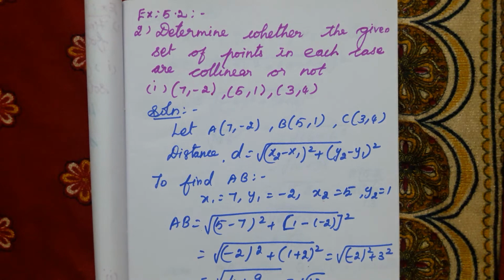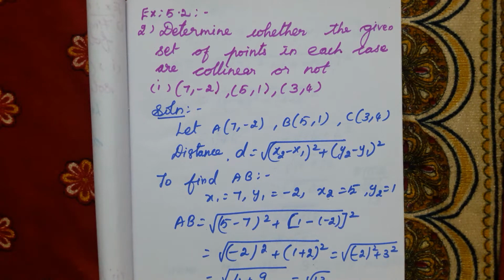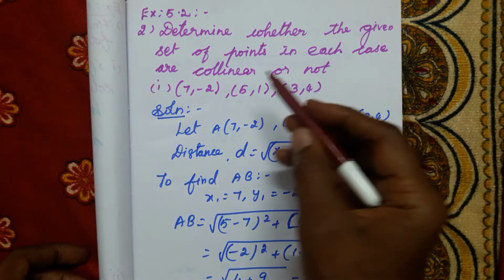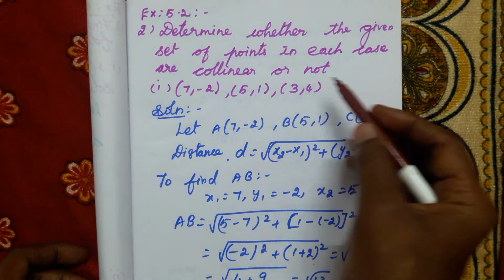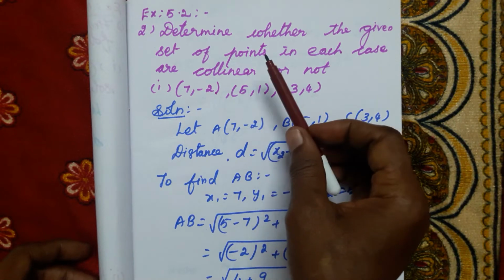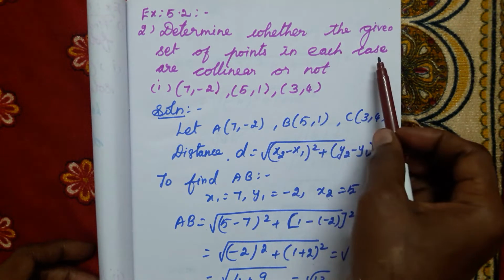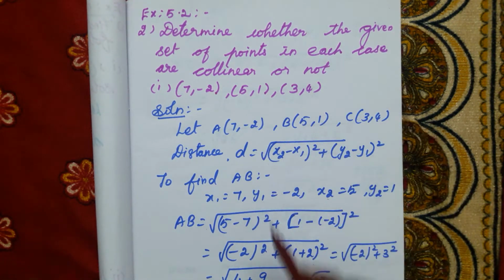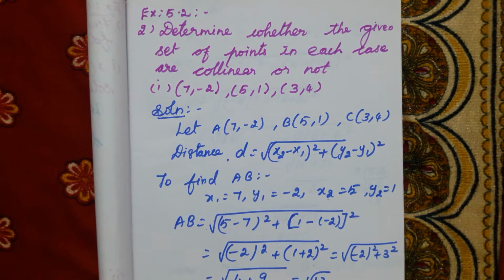Then the second problem, exercise 5.2, second problem. Determine whether the given set of points in each case are collinear or not. What is collinear? Collinear means forming a straight line. We have to determine whether they form a straight line or not.